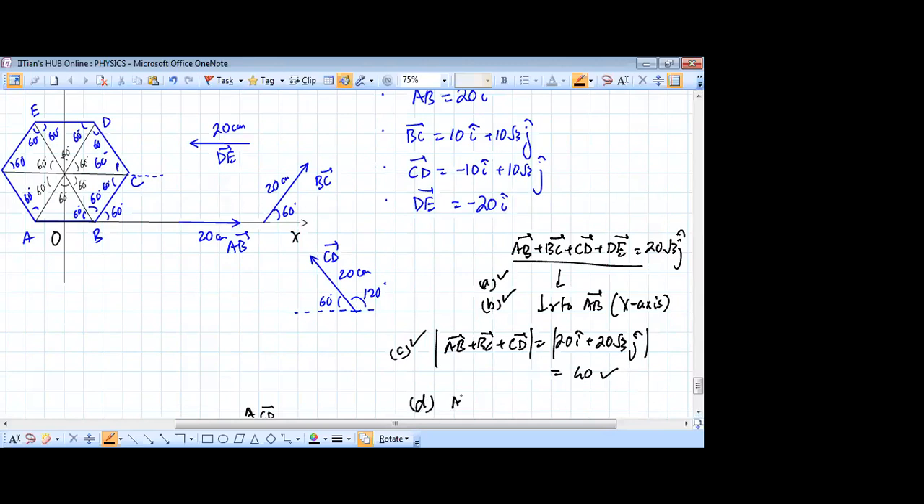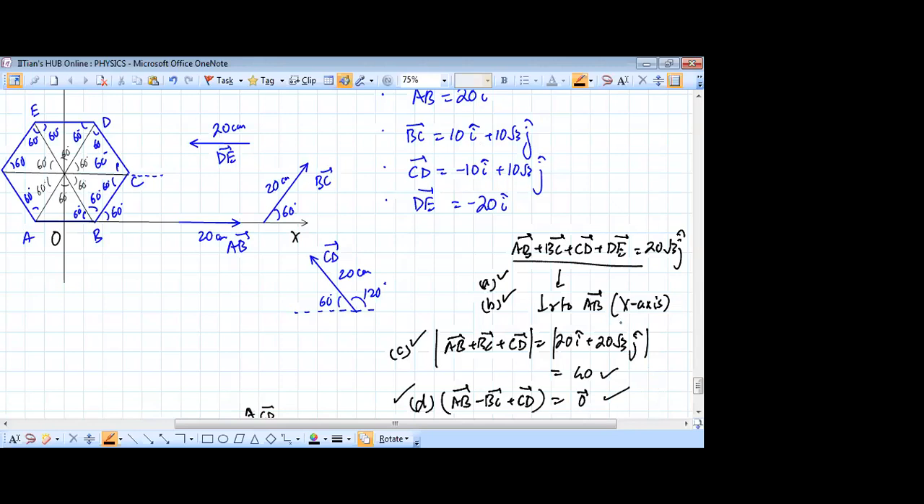Then option D, which is about AB minus BC plus CB. Look at this vector. So AB minus BC, so that is 20 minus 10, that's 10, plus CB, so that's this. So again, it's becoming a null vector. You do AB minus BC plus CB, you get a null vector. That's also coming out to be correct. So option D is also correct.